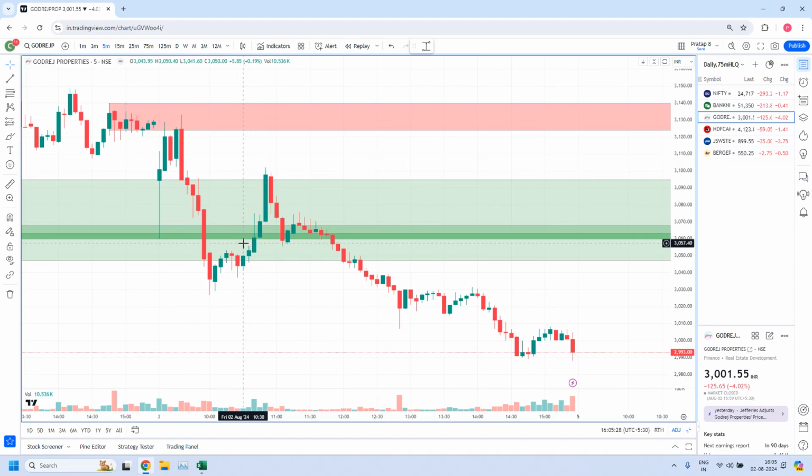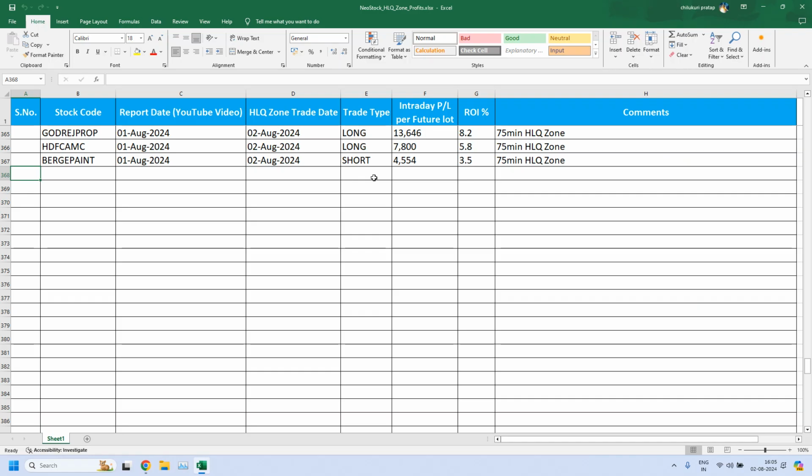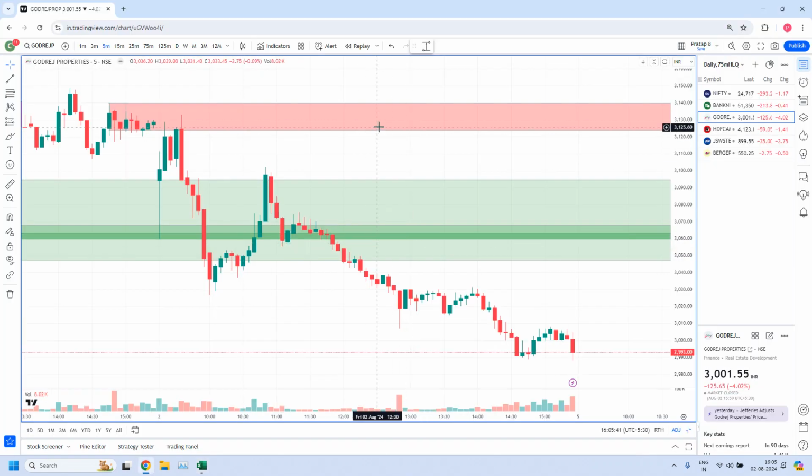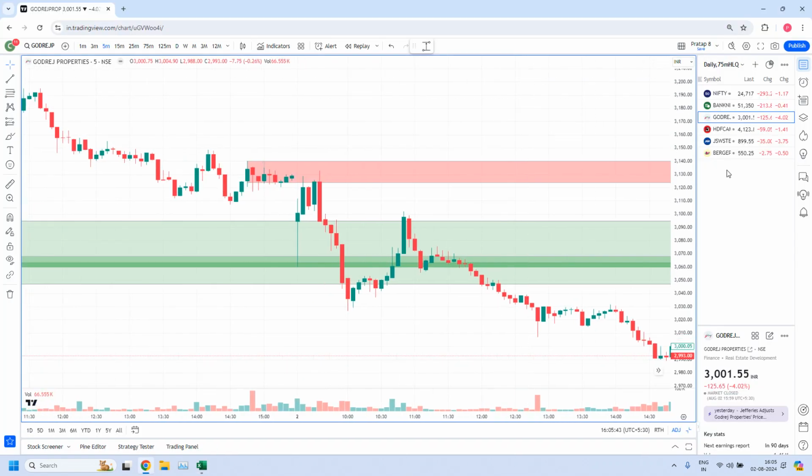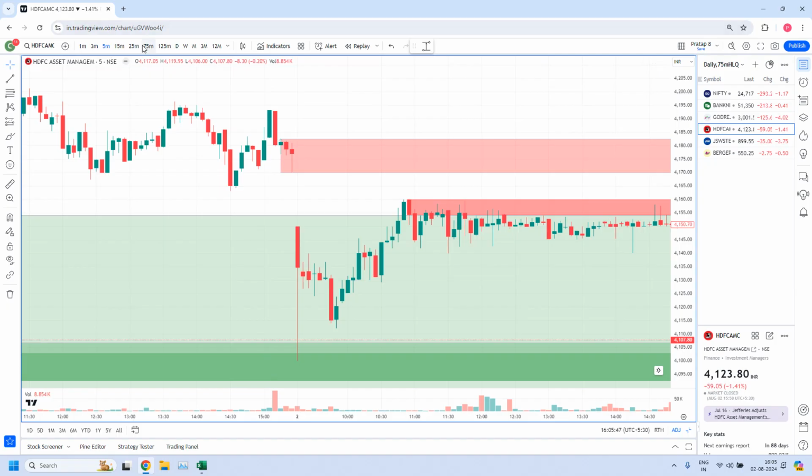And how much profit has Godrej Properties given? Godrej Properties has given 13,646 rupees profit, which is 8.2% ROI. And the next one is HDFC AMC. This is also a 75-minute zone.